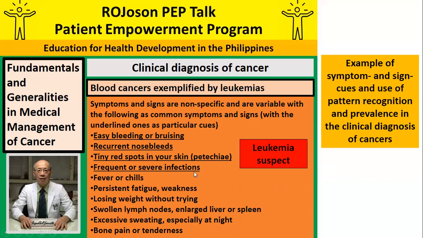The more common non-specific signs and symptoms are fever and chills, persistent fatigue, weakness, losing weight without trying, swollen lymph nodes, enlarged spleen, liver, excessive sweating, especially at night, and bone pain or tenderness.